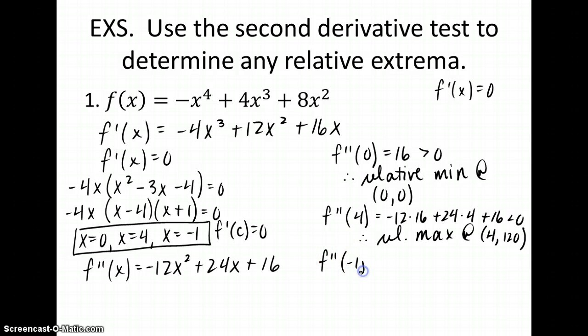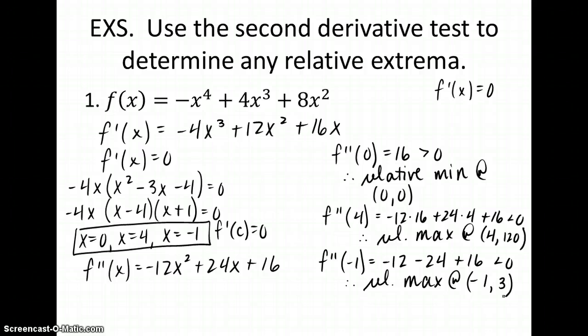Plugging negative 1 into the second derivative: negative 12 minus 24 plus 16. This value would also be negative, and therefore another relative maximum would occur at the point negative 1. Plugging negative 1 back into the function, we get a y value of positive 3. And that's it. Determine where the derivative equals 0. Plug those values into the second derivative, and then the sign of the second derivative determines the extrema.